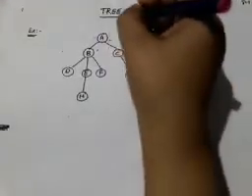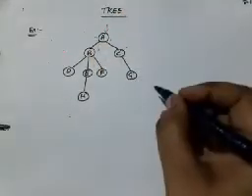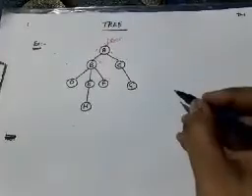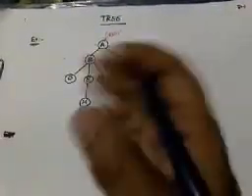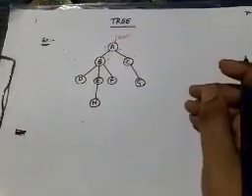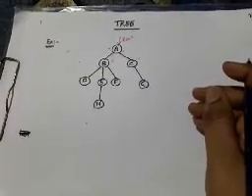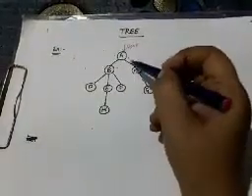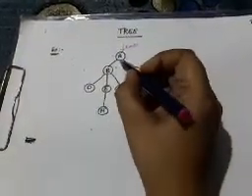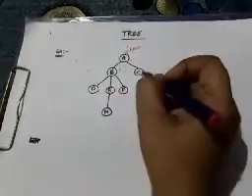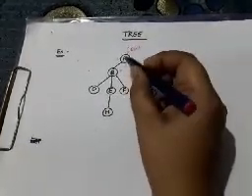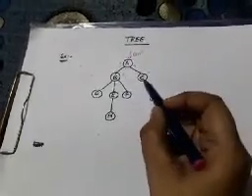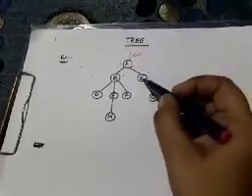So the first terminology is this node A, which is called root. Now root is a special node in a tree which does not contain any parent but only children. And we have now B and C. These are the children of parent A. Now we can see B and C are the children of A.